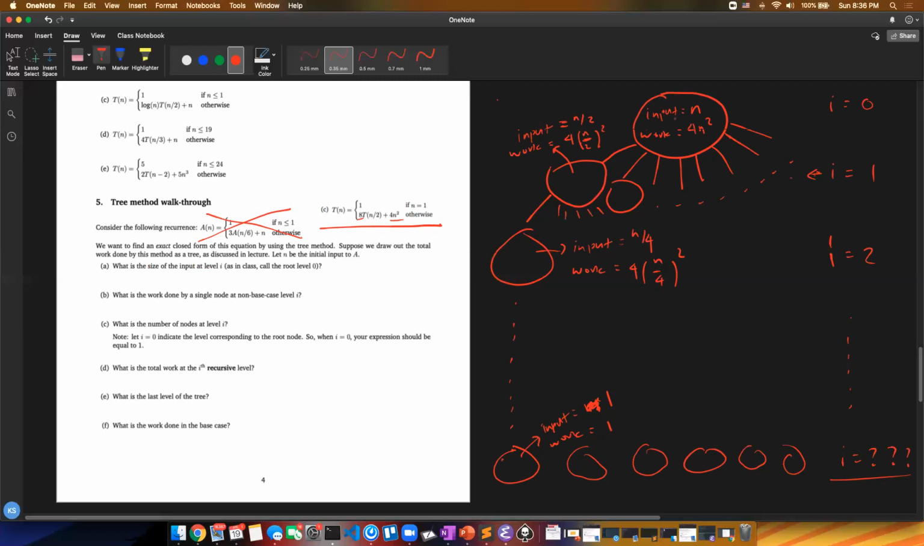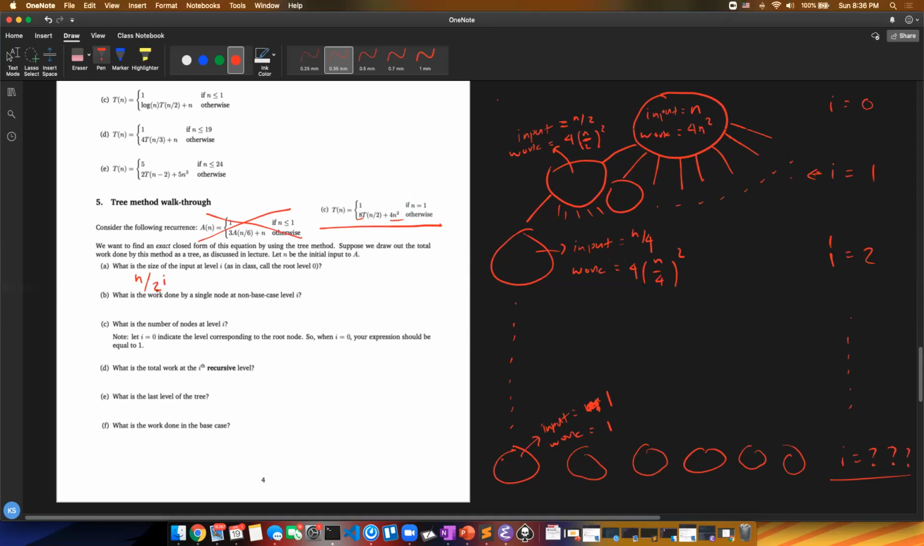Well, the size of the input is asking what our input is here, right? So we start with n, and the next call is n over 2, and the next call is n over 4, and the next call is n over 8, and so forth. We can relate this to our ith level. At the ith level, our input can be modeled by n over 2 to the i, right?